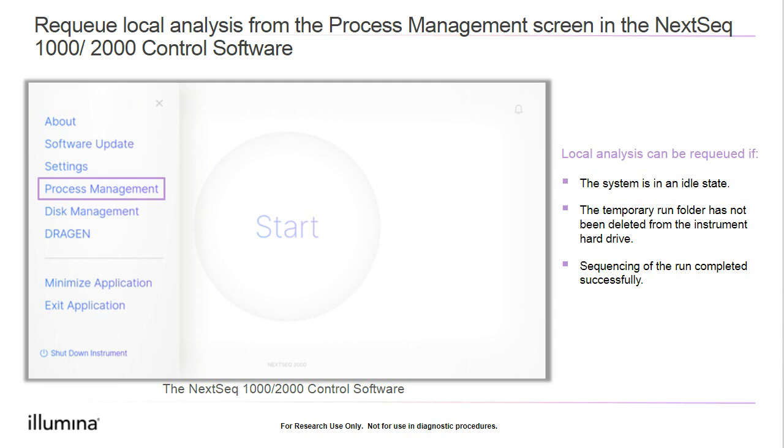And the temporary run folder found in user local Illumina runs must not have been deleted or moved off of the instrument. The analysis cannot be requeued if the temporary run folder has been deleted, even if the user tries to move a copy back to the temp run directory. And lastly, the sequencing run may need to be completed successfully in order to requeue.